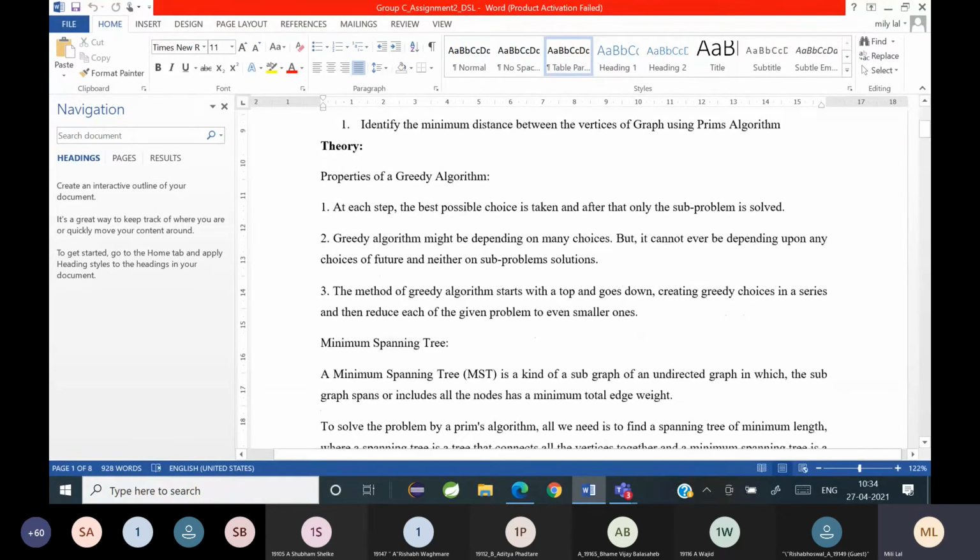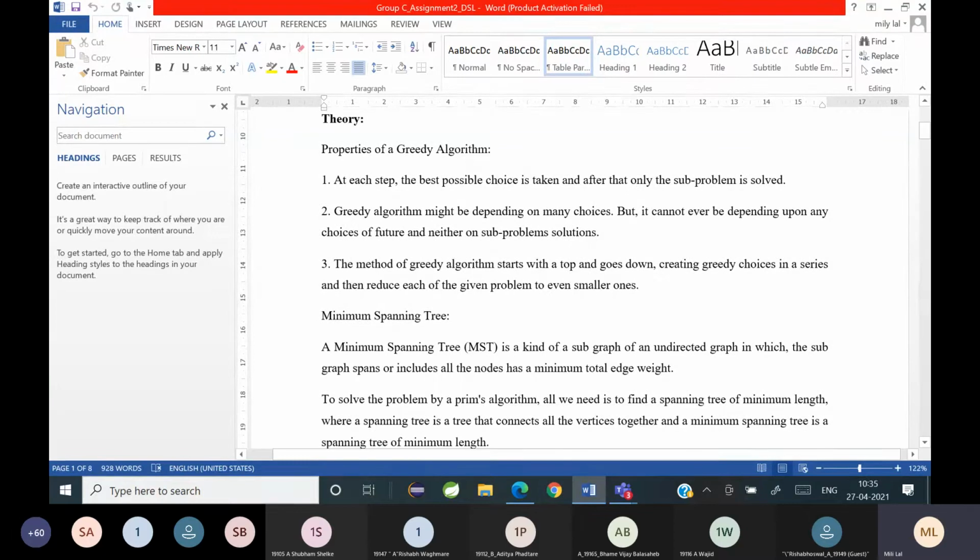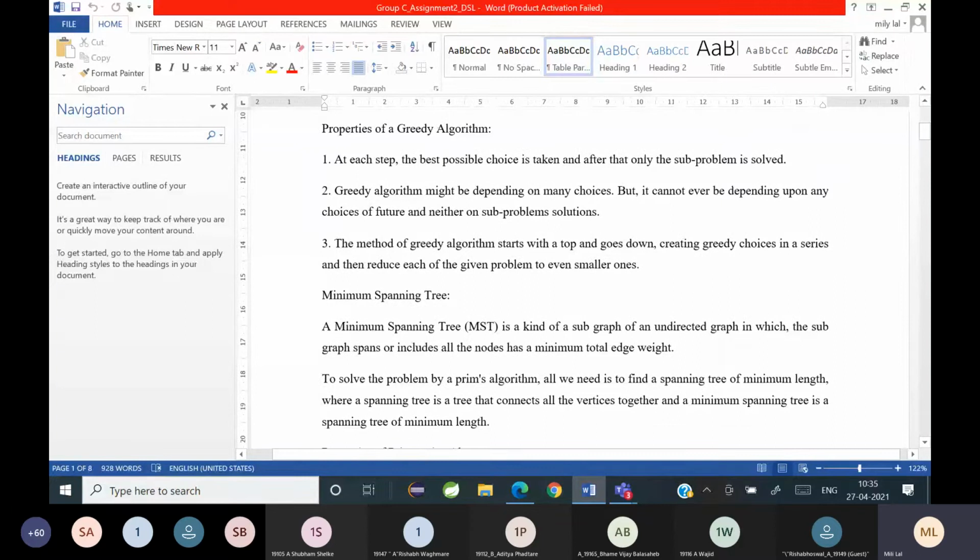Now, what is a greedy algorithm? We have already seen it, just going through the lab manual. At each step, the best possible choice is taken, and after that only the sub-problem is solved. A greedy algorithm might depend on many choices, but it cannot depend on any choices of the future or on the sub-problem solution. So why are they saying that?